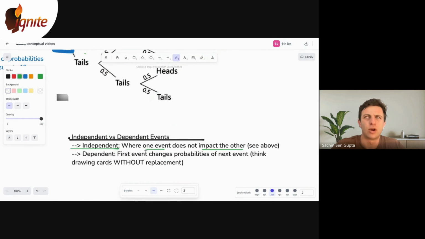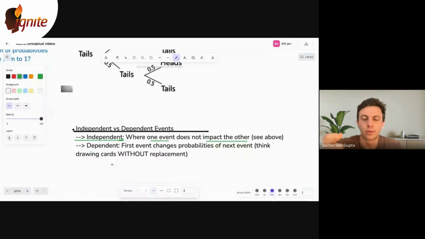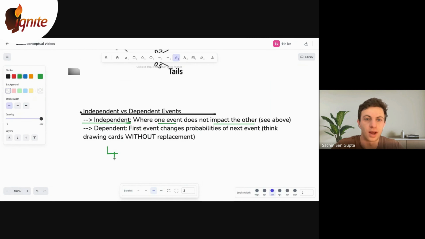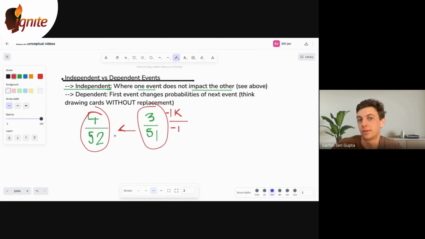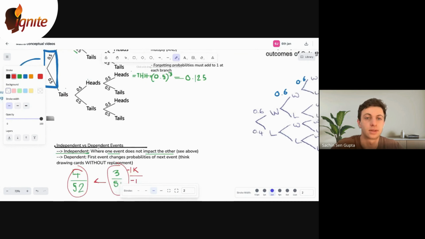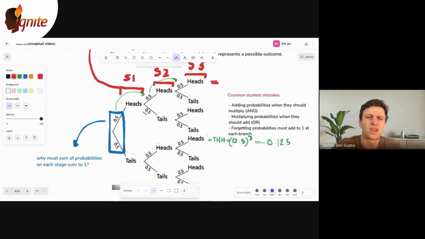Now, what's the opposite? Dependent events are where the first event changes the probability of the next event. Think about drawing a king from a pack of 52 cards. There are 4 kings, so the probability is 4 over 52. And then what about drawing a king if we didn't replace the first one? It would be 3 over 51. Why? Because we've taken one king from the top, but we've also taken a card from the denominator. Minus 1 king, minus 1 card, so you get 3 over 51. You see how it's dependent on the first event. So that's an example of dependent probability events. Cool, hopefully that makes sense.